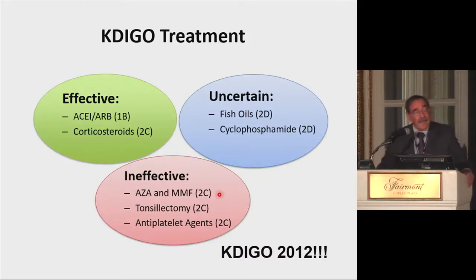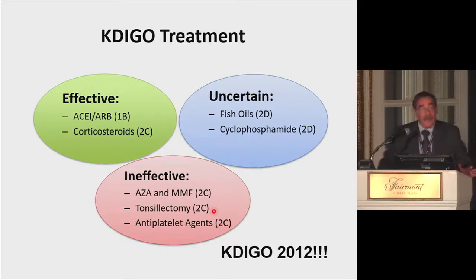KDIGO says ACE inhibitors and ARBs are effective, but steroids are probably effective, with less data. Uncertain: fish oils and cyclophosphamide. Ineffective: azathioprine and mycophenolate, tonsillectomy, and antiplatelet agents, which nobody is using nowadays.